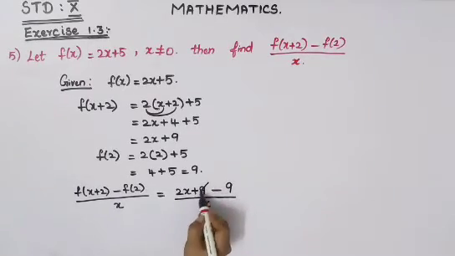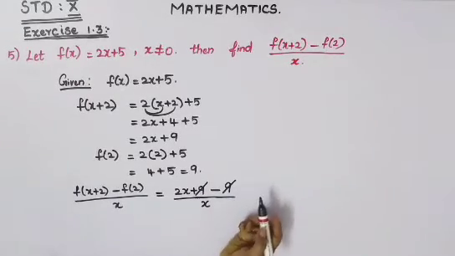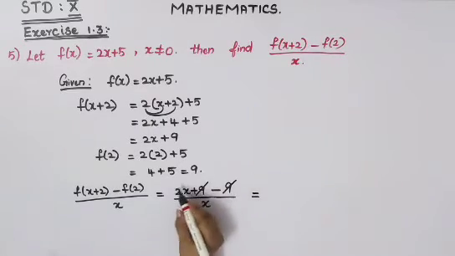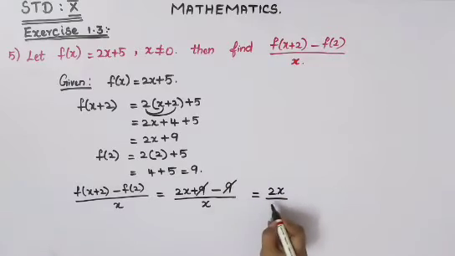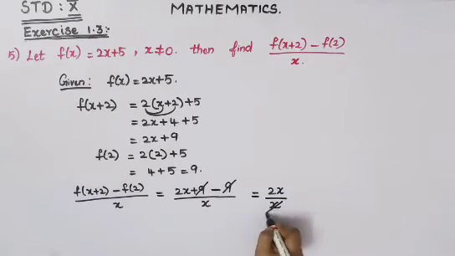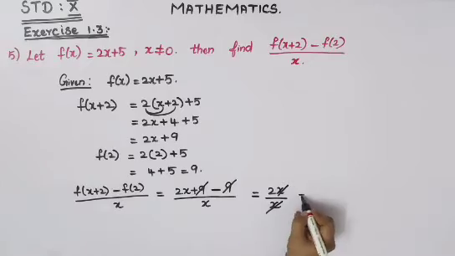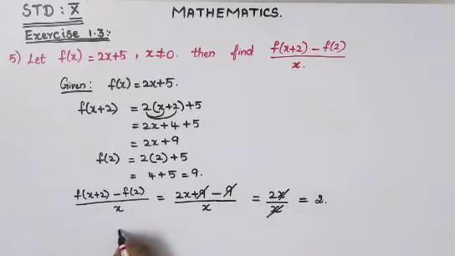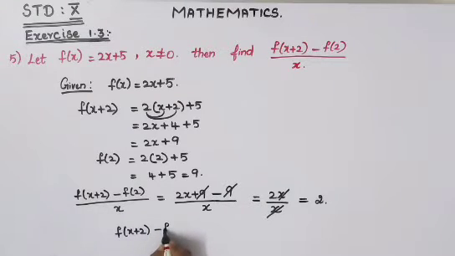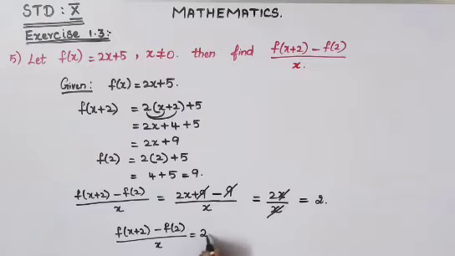Now you can cancel this, plus 9 and minus 9 will go. So left out will be only this 2x. So write that 2x divided by this x will be there as it is. So now this x and x you can cancel it. Therefore your last answer will be 2. So therefore they have asked you f of x plus 2 minus f of 2 divided by x, that is equal to your last answer 2. So this is the answer for your fifth question.